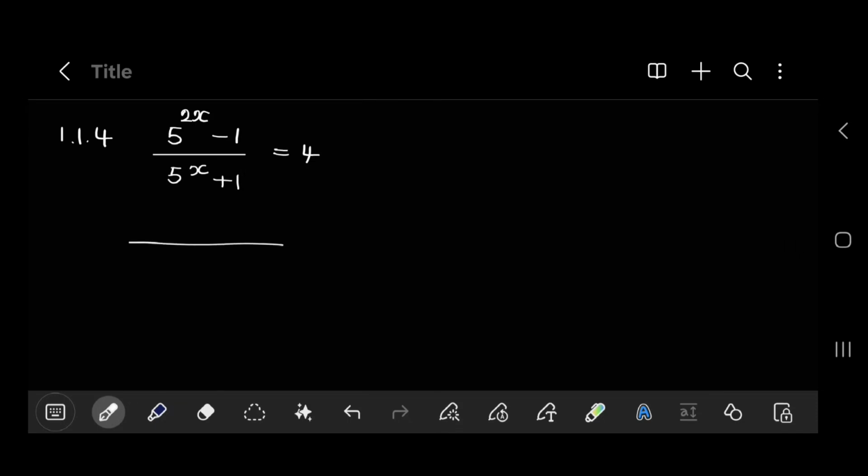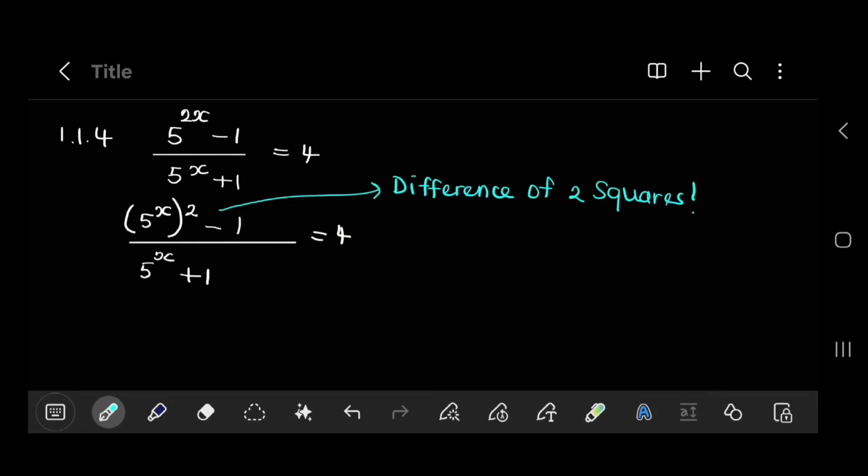The first thing I want you to notice is 5 to the power 2x can be written as 5 to the power x all squared, because you know from laws of exponents that you can multiply the exponents and you will get 5 to the power 2x. Then I'm going to say minus 1, and I'll keep the denominator as is for now. But my aim of writing this as 5 to the power x all squared is for you to realize that your numerator is in the format of difference of 2 squares. So we can actually factorize that.